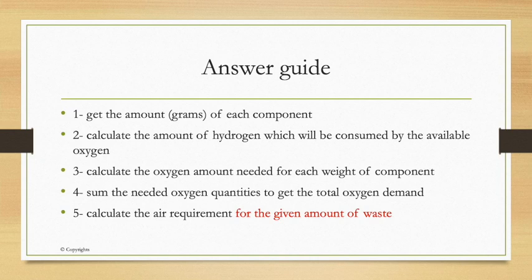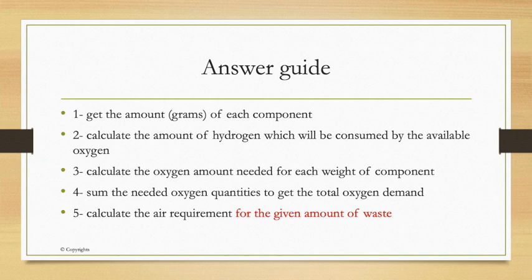To conclude what we have said, here is the answer guide for any question asking you to compute the amount of air or oxygen needed for the combustion of a given amount of waste. First thing, you need to get the amount in grams for each component. If you have the chemical formula, note that the chemical formula provides you with the amount of moles for each component. So you need to multiply the amount of moles by the molecular weight to get the mass.